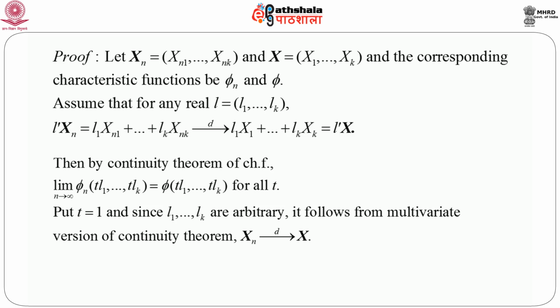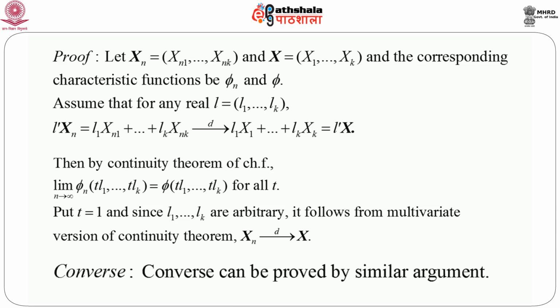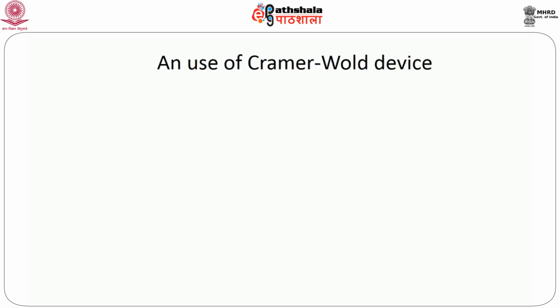So, the proof is extremely easy, because we have used characteristic functions, especially two important properties of characteristic function. One is the continuity theorem, another is the uniqueness property. Let us discuss a particular use of this Cramer-Wald device.